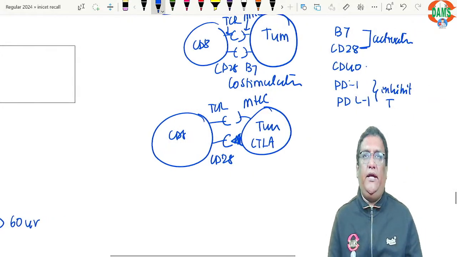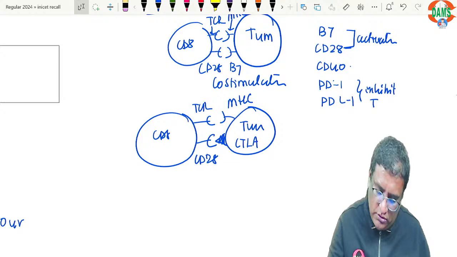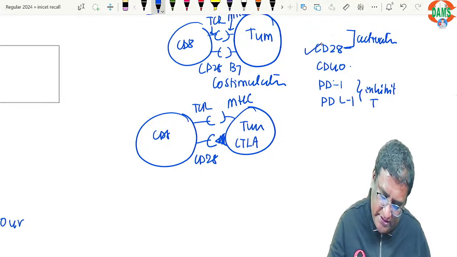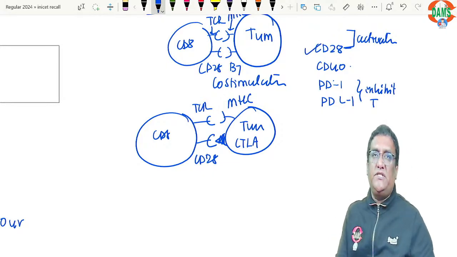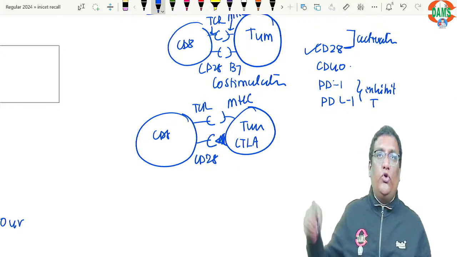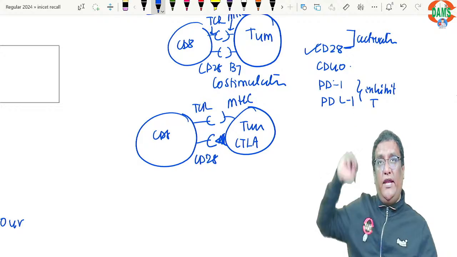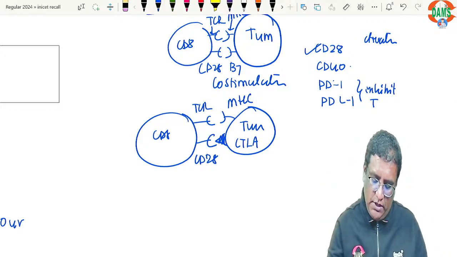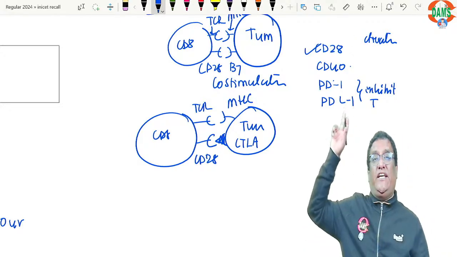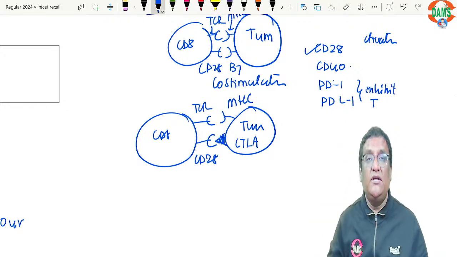Okay, single correct type. Anyway, it doesn't matter. So even if it was a single correct type, answer is CD28. You could have ruled out at least CD40 ligand, which is there. PD1, PDL1 is for inhibition of T cell. And PD1, PDL1 is the one which is expressed by tumor cells. Thus, they inhibit the T cell activation.